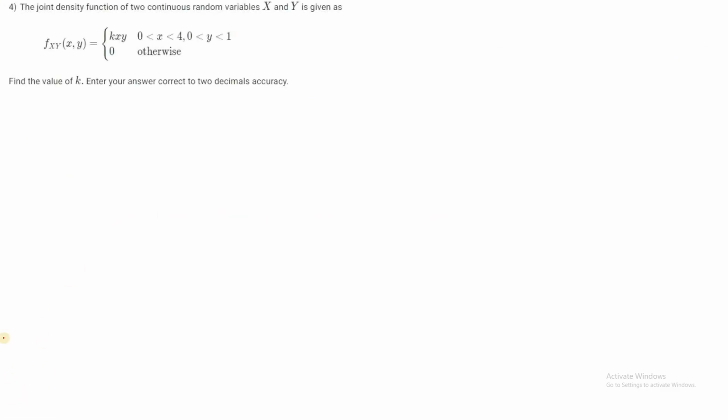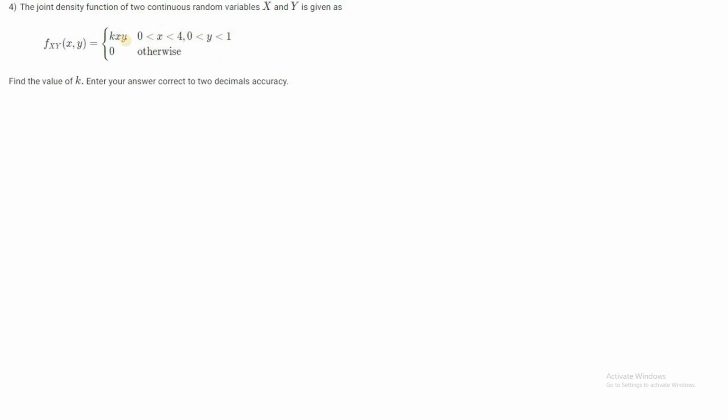Okay, so the next question: the joint density function of two continuous random variables x and y is given as kxy, x is 0 to 4 and y is 0 to 1. Find the value of k, insert your answer in 2 decimal places. So how can we answer this?